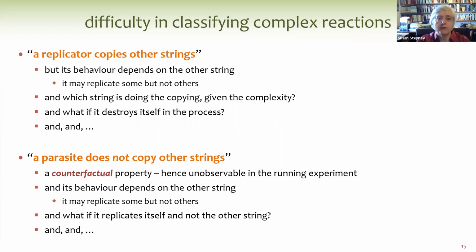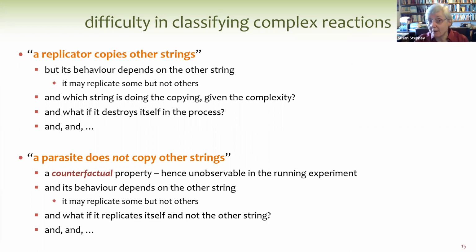And then also we started off with a definition: a parasite does not copy other strings. That's what makes it parasitic. It can be copied, but it doesn't copy in return. This is even in the simplest case quite difficult, because that's a counterfactual property. We're defining it by something that it does not do. And so it's unobservable in a running experiment because it's not doing it, but it might. We can't tell whether it's not doing it because it's a parasite or it's not doing it for some other reason. And again, its behavior depends on the other string. It can parasitize a naive replicator, but it can't parasitize a replicator that's got a defense against it.